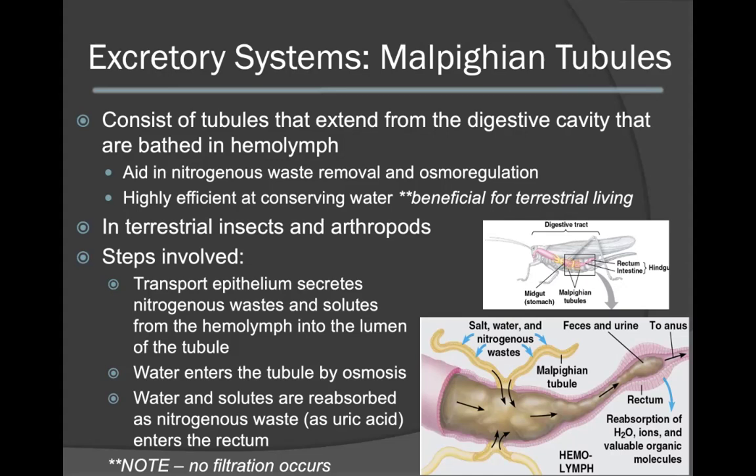In the Malpighian tubule, transport epithelium will help to secrete nitrogenous waste and various solutes from the hemolymph. These nitrogenous waste and solutes will collect into the lumen of the Malpighian tubule. Water then enters the tubule through osmosis. The water and solutes are then reabsorbed as nitrogenous waste forms uric acid as it enters into the rectum. This will then be excreted along with the feces. Note that there is no filtration in this process.